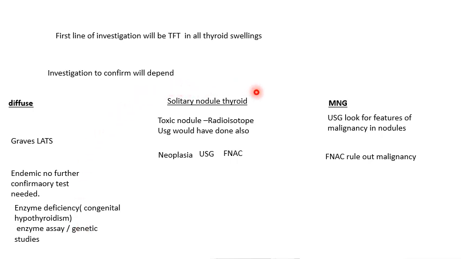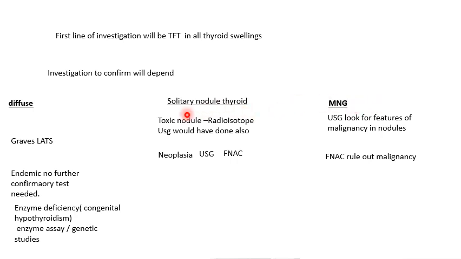Coming to solitary nodule thyroid, you have done your TFT. If it's a toxic nodule, next you will go into the radioisotope test. However, your ultrasound would have been done anyway. If it's a neoplasia, then you need an ultrasound and an FNAC. You see how the investigation to confirm has become different depending on where you are, whether you're in the diffuse part, the solitary nodule thyroid, or your MNG.